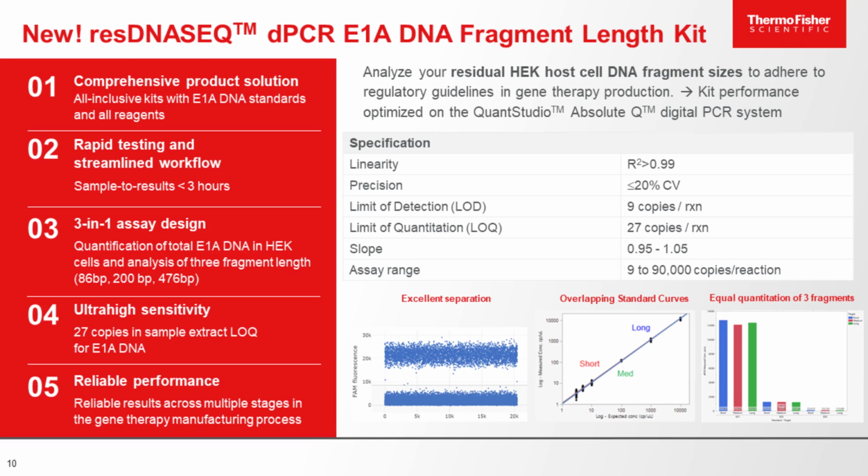The design is a nested PCR with overlapping targets so that we are able to generate the highest level of accuracy for the fragments, and that's how the assay was designed. You also see here excellent linearity of the assays for the different long fragments, excellent separation on the digital PCR instrument, which was used to validate this assay, our new Absolute Q instrument, and also equal quantitation of all 3 fragments throughout the process.